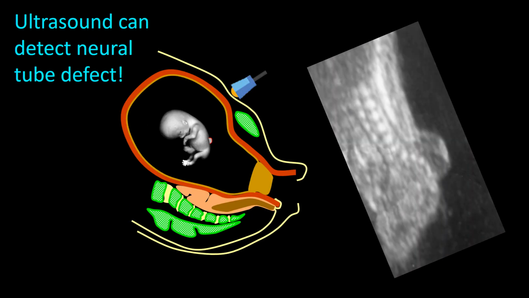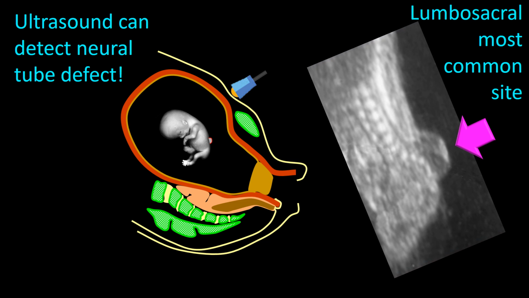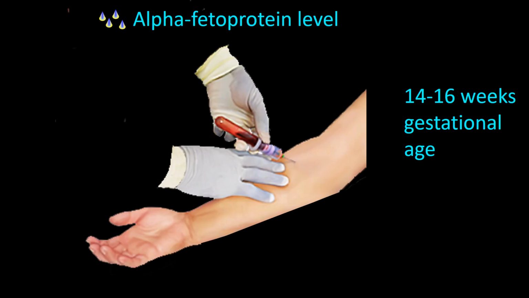Ultrasound will detect spinal dysraphism that protrudes from the skin surface, as you can see in this frame. The lumbosacral region is the most common site of such abnormality. Maternal blood, usually obtained from 14 to 16 weeks gestation, can detect high alpha-fetoprotein levels in cases where the fetal nervous system tissue is exposed to the amniotic fluid.